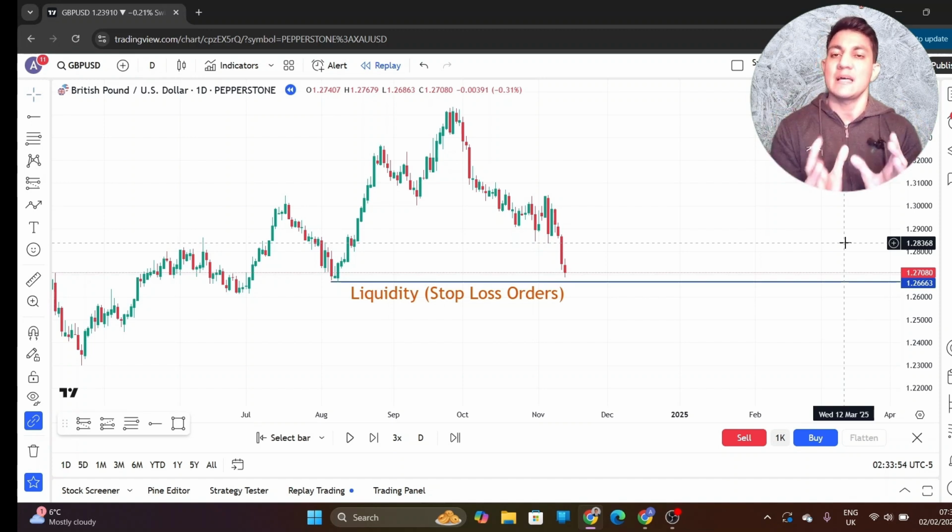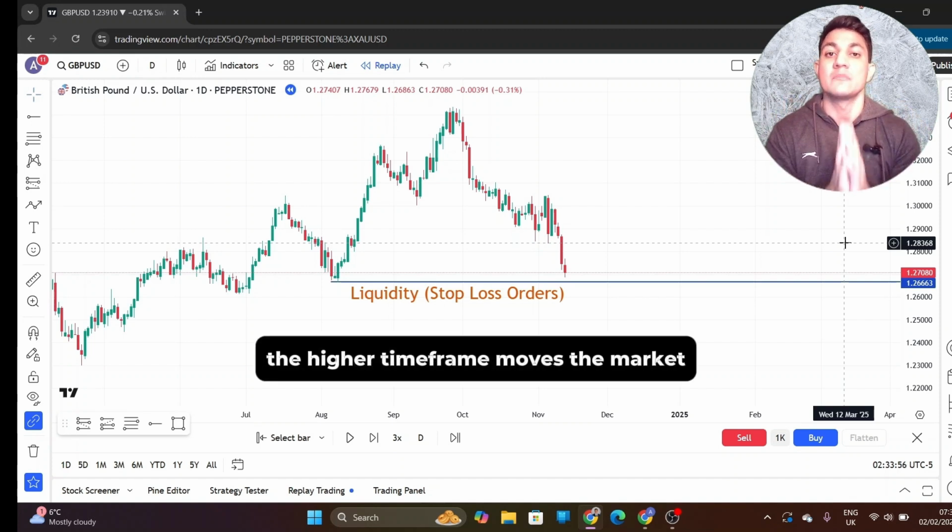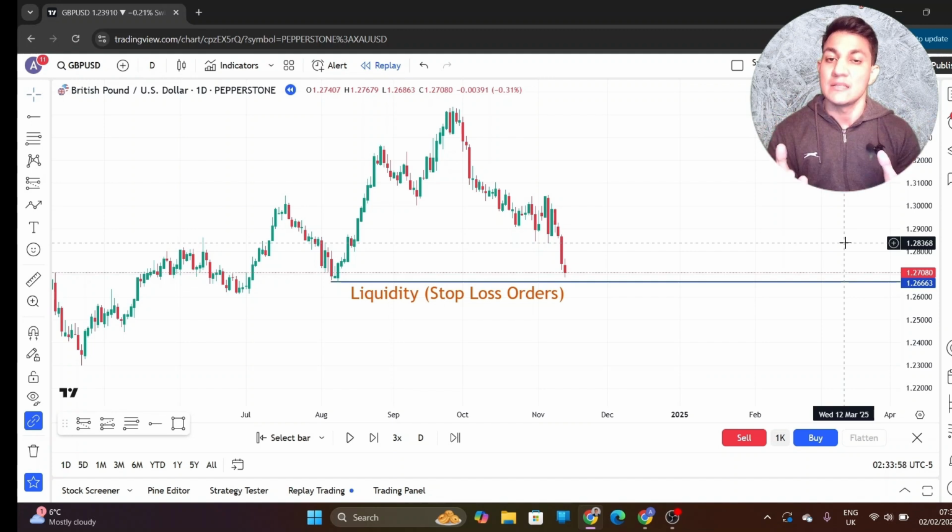Now, why do we care about the higher time frame? The higher time frame moves the market. Those who have billions, so smart money, big banks, hedge funds, insurance companies, they only trade on the daily and the 4-hour chart, right? This is the key chart that all of smart money, everyone with billions, is looking at. We want to follow the trend that smart money, these big institutions, are doing, right? That's what we want to do.